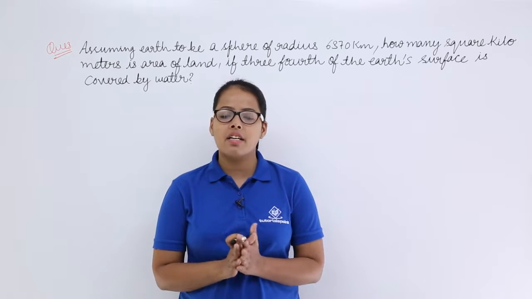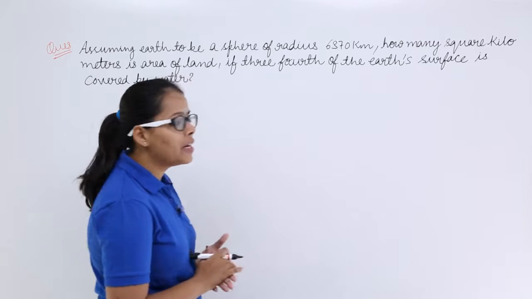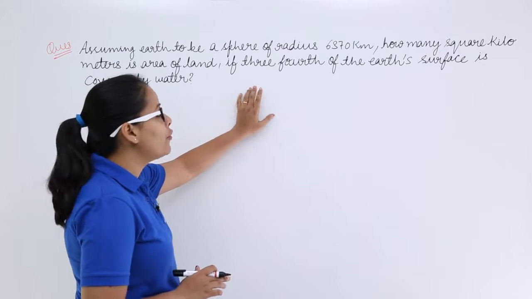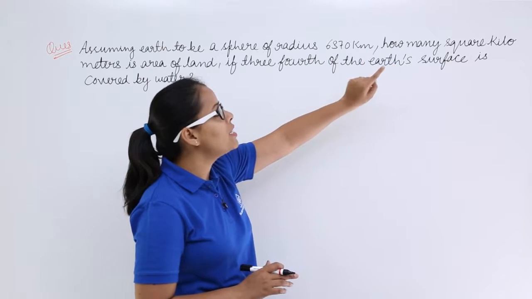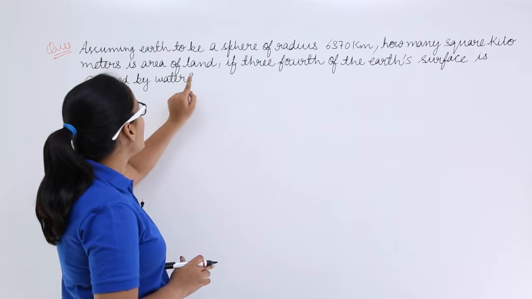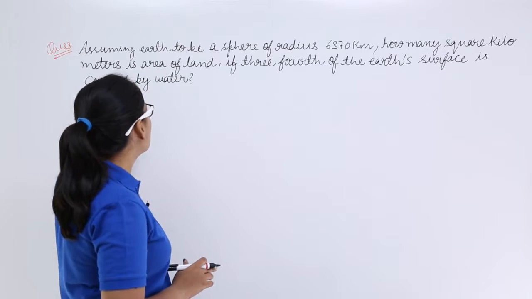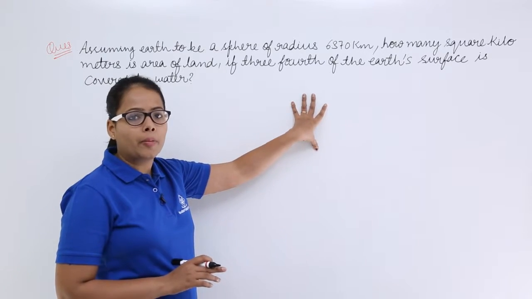Hey guys, let's understand this problem on surface area of a sphere. This problem here says, assuming Earth to be a sphere of radius 6370 kilometer, how many square kilometers is the area of the land if 3/4 of the Earth's surface is covered by water? So let's understand this statement here.